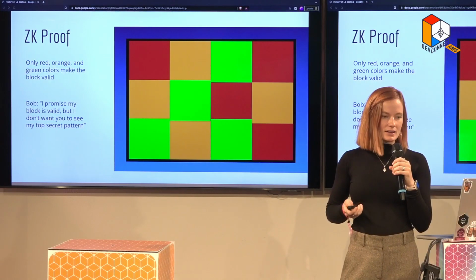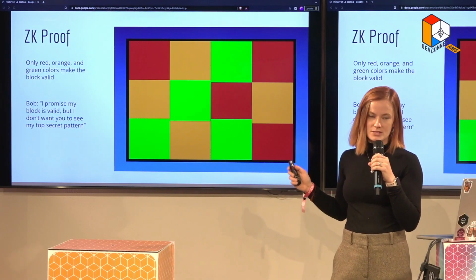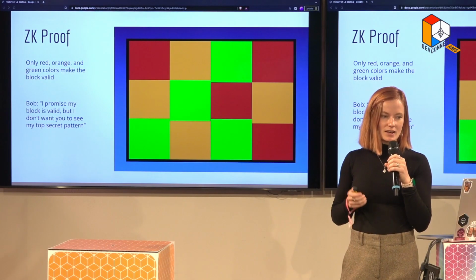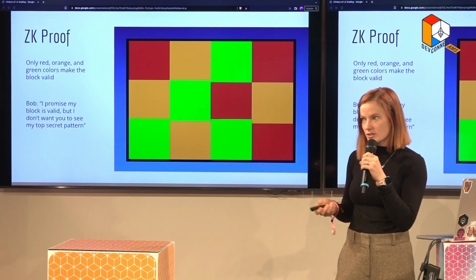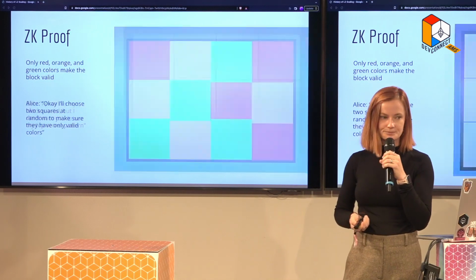And in this block, Bob promises that his block is valid. He says, hey, I promise my block is good to go, but I don't want to reveal my whole pattern to you because that's a secret. This is my secret formula.